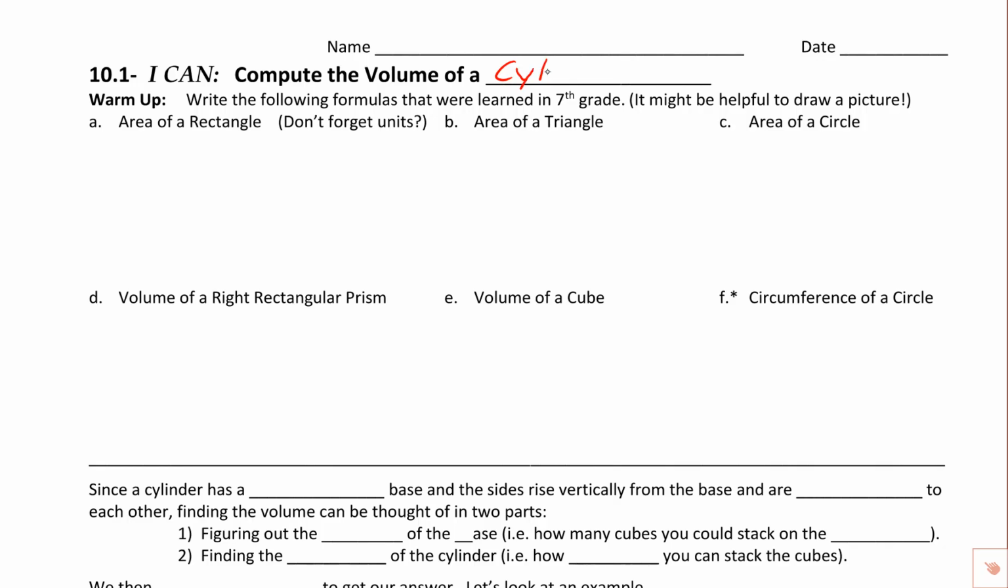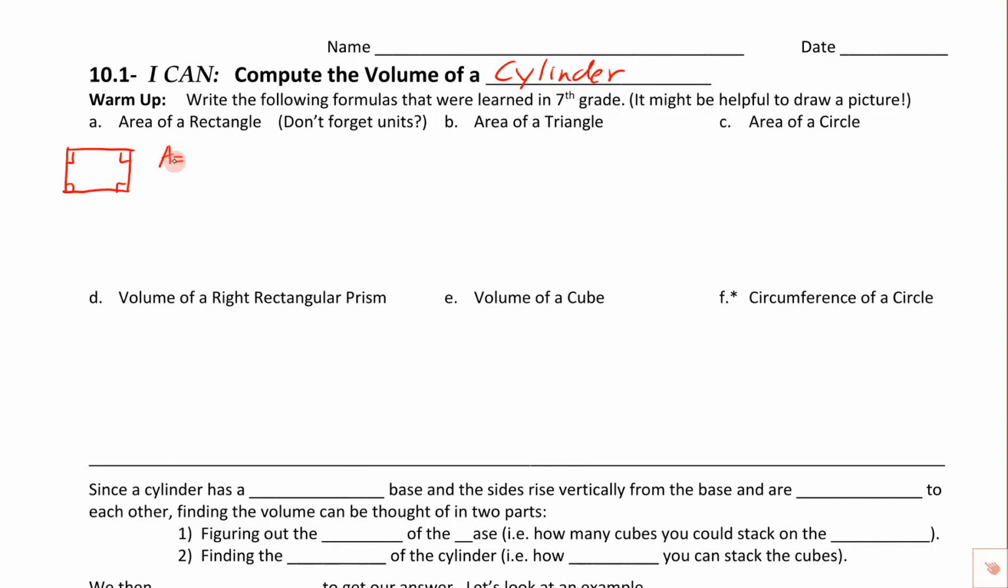So let's write the word cylinder here, and it's going to be really helpful if we draw a picture of these. So the first one says area of a rectangle. So let's go ahead and draw a rectangle. So remember, a rectangle has two sets of parallel sides and 90-degree angles at each one of the vertices, so it looks something like that.